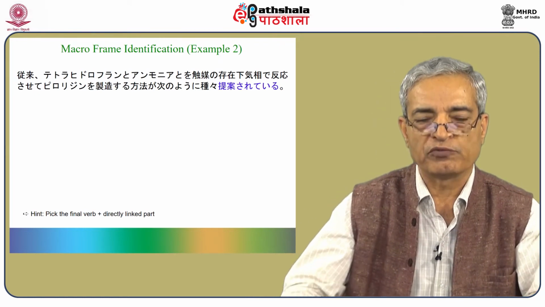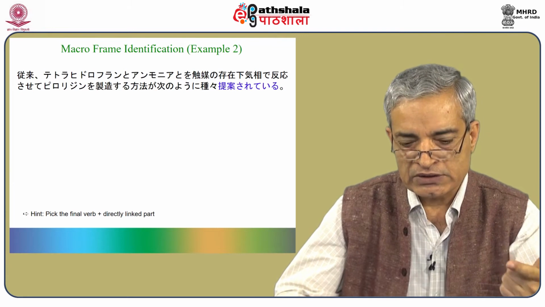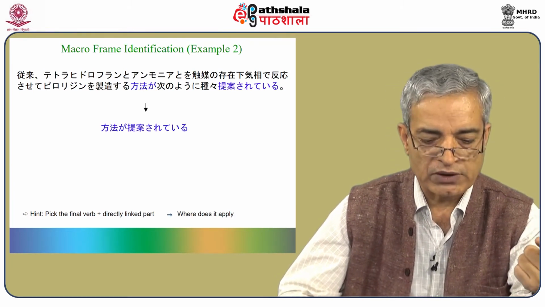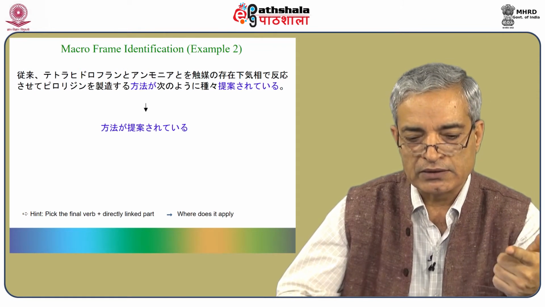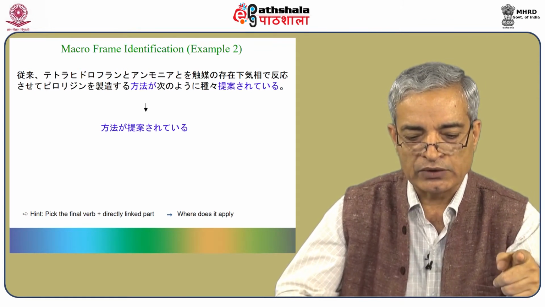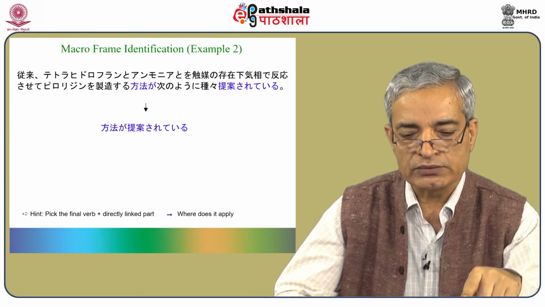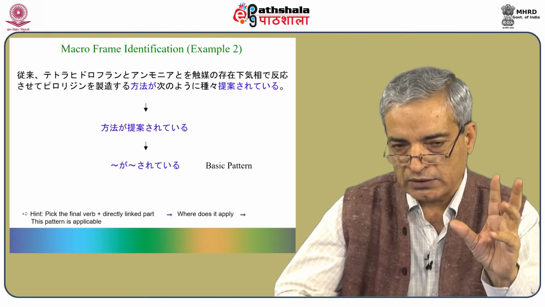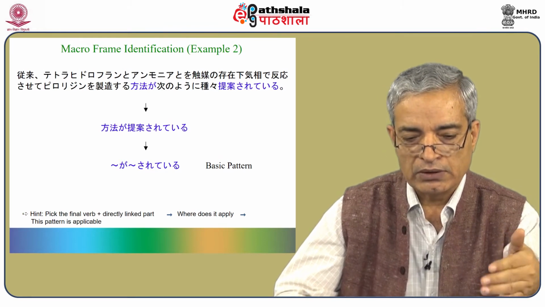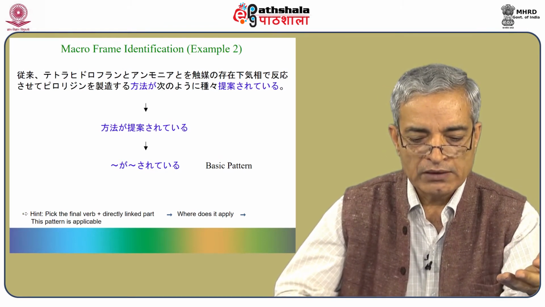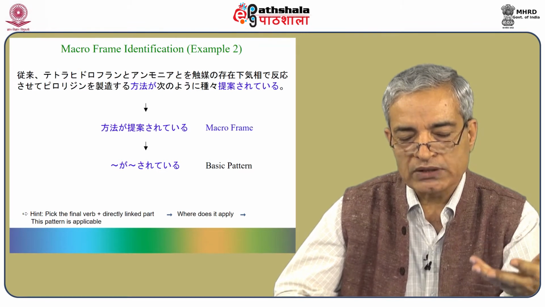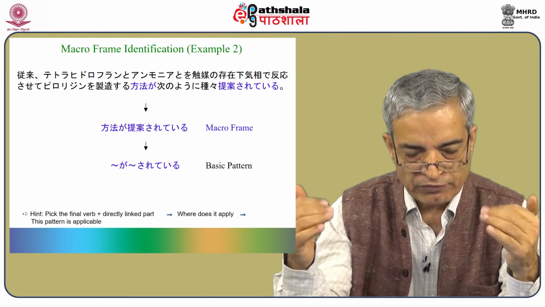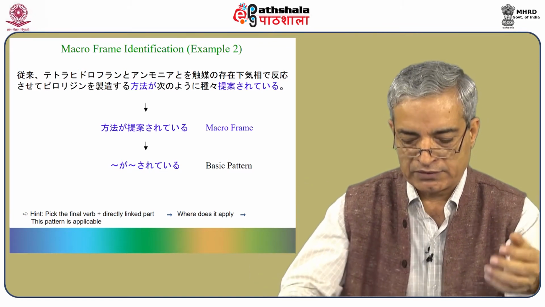Let's focus on frame capturing using this sentence, and you will find the hint, as I just said, is coming from the final verb. It is directly linked to something, and that directly linked to something is hoho ga teian sareteru, and the pattern here is ga sareteru. It's a pattern. In this particular case, hoho ga teian sareteru is the macroframe. Of course, you can drop further things also, but this is the frame.